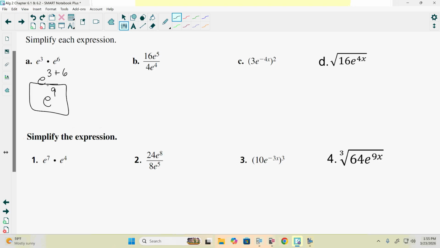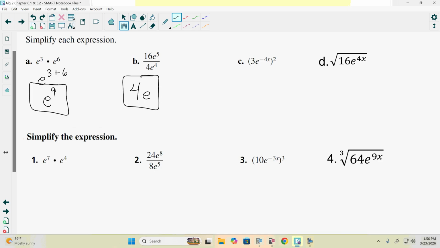B, 16 e to the 5th divided by 4 e to the 4th. You can divide the numbers first. 16 divided by 4 is 4. e to the 5th divided by e to the 4th. When we divide like bases, we subtract the exponents. Even though e is a number, we can still use that property. 5 minus 4 is 1. Is it bigger on top or bottom? Top, so it's going to stay on top.